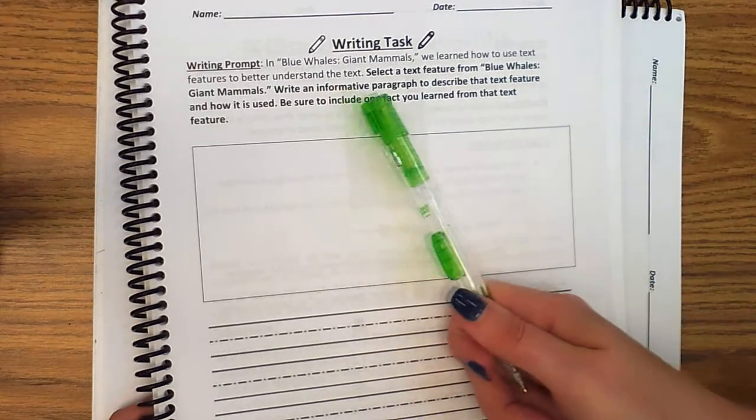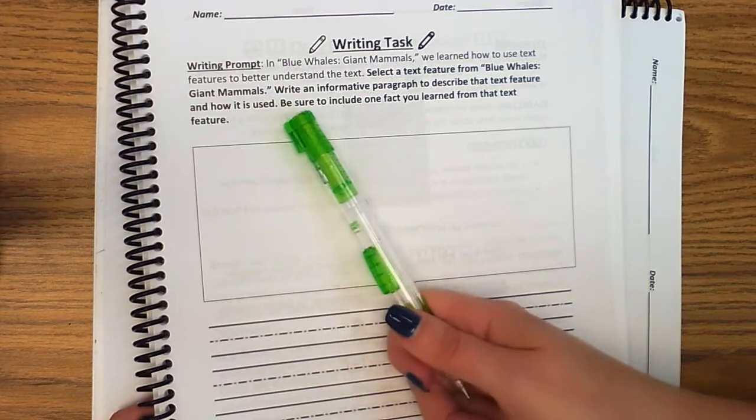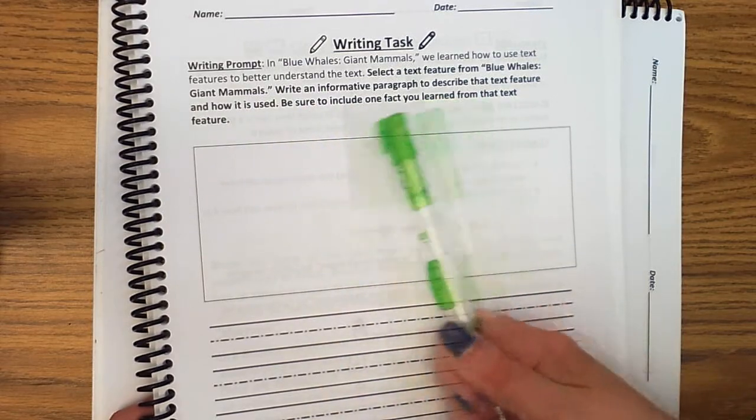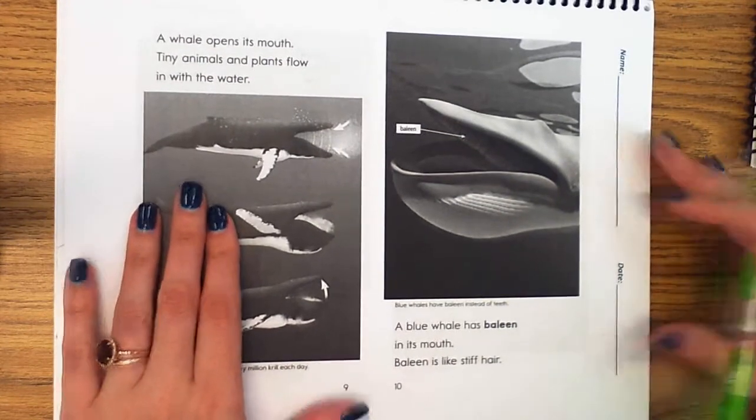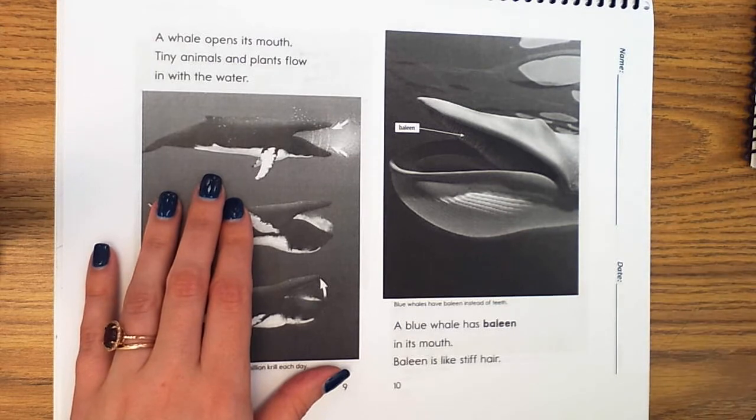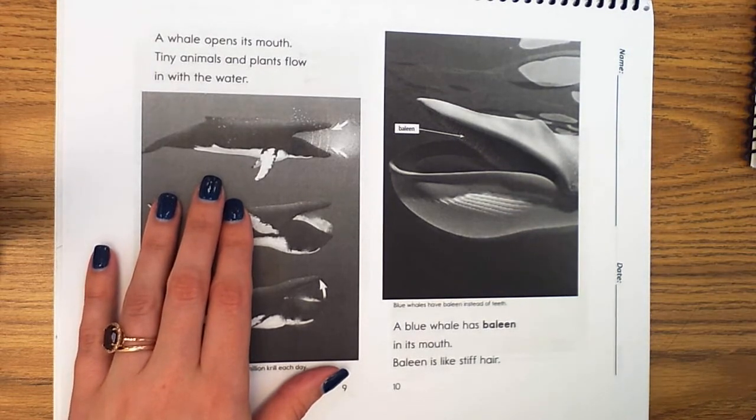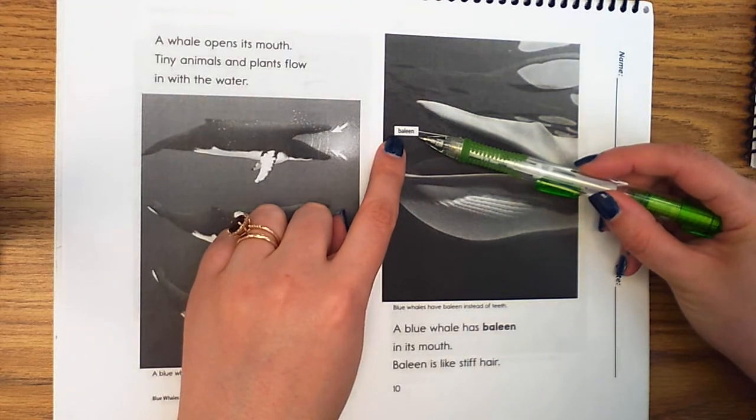And remember that informative paragraph is going to describe a text feature and how it's used. We're also going to include one fact you learned from that text feature. Because this is new, friends, we're all going to work on the same text feature in our writing. One of the text features that it's very important that we know about, of course, is labels. You guys have been adding labels since kindergarten to your work.